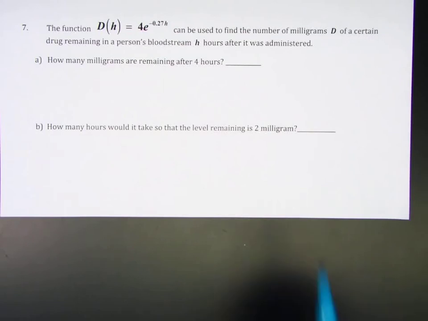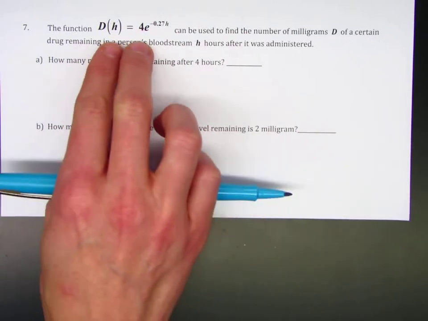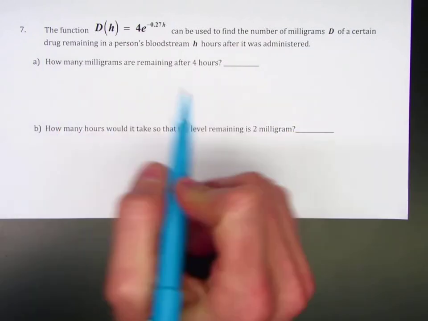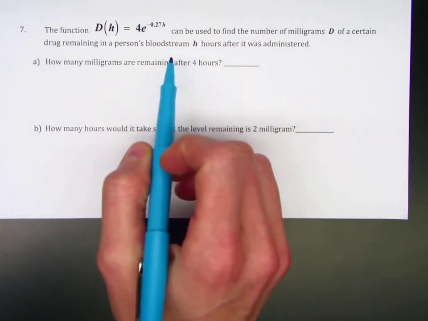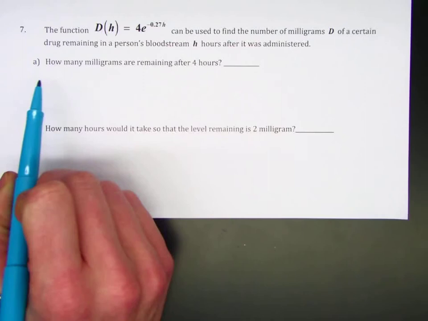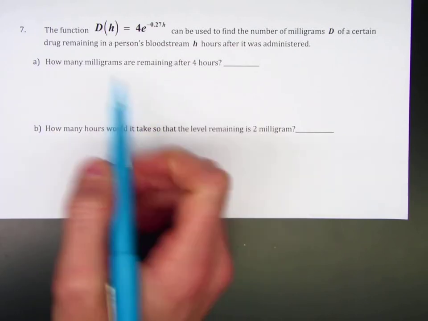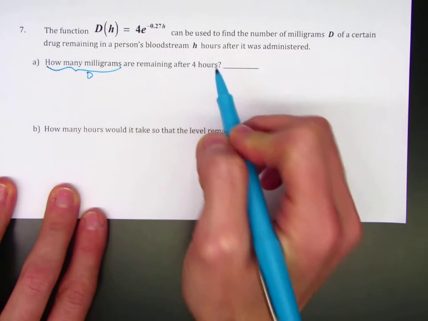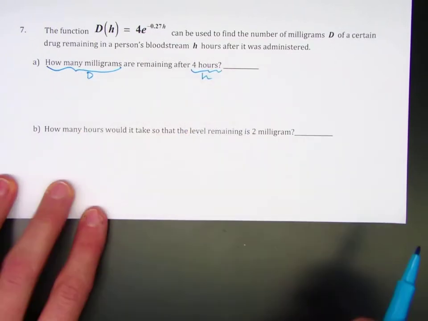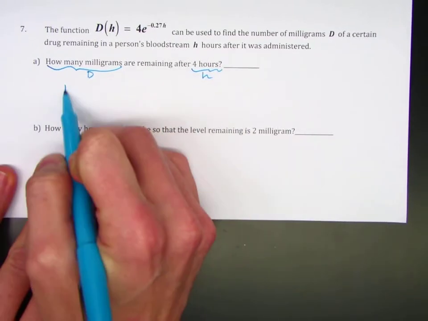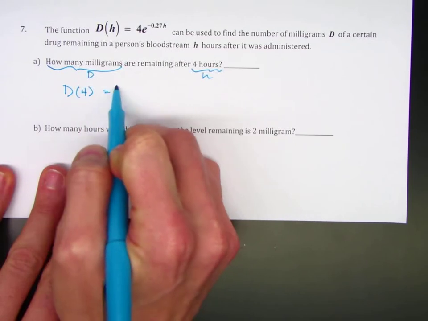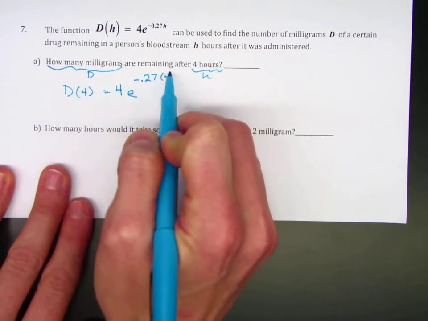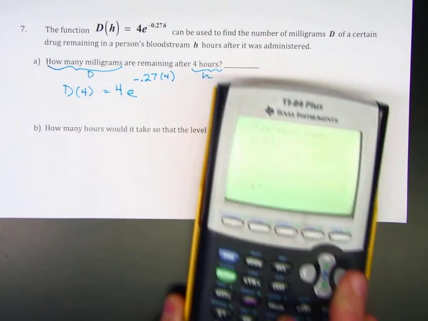All right, so for number 7, you're given this function, and D is going to be the milligrams of a drug, and H is going to be the hours after it was administered. So for this first part A, it's a simple plug and chug. What they're doing is we are trying to solve for D, and they're giving us the time in hours here. So we get D of 4 hours equals 4 e to the negative 0.27 times 4. So we plug that guy in.